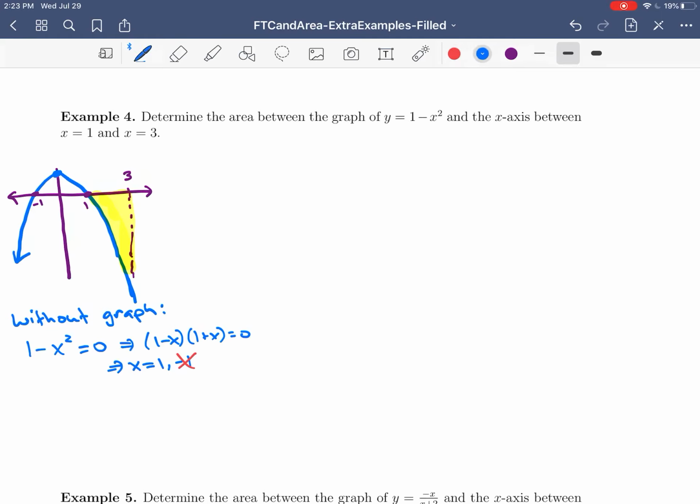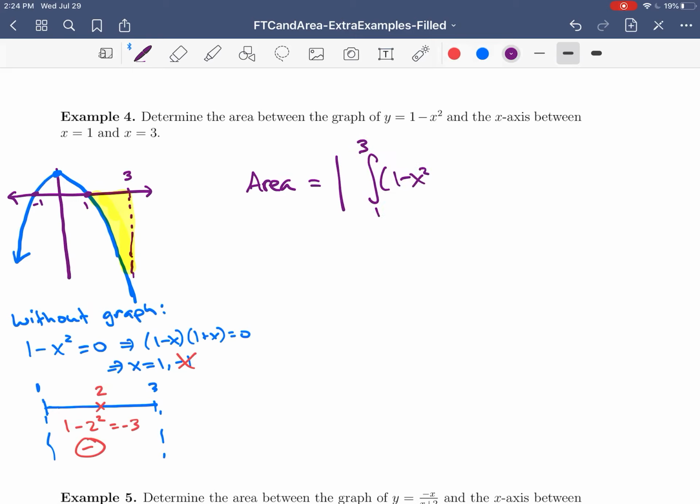So then we just have to check a number between 1 and 3 and see if our function is positive or negative. So let's say we check 2. 1 minus 2 squared is negative 3, so I'm below. That's enough, so we know that it's below. So that means that the area is going to be the absolute value from 1 to 3 of our function. The absolute value of the definite integral.